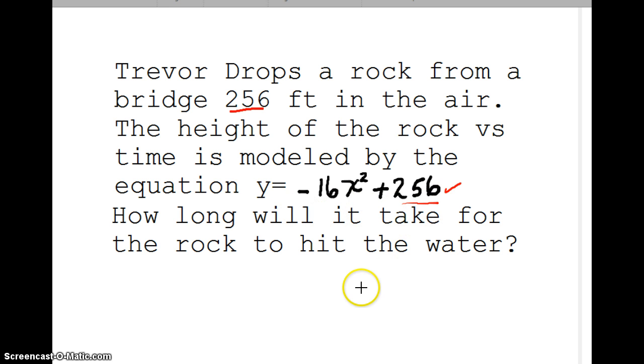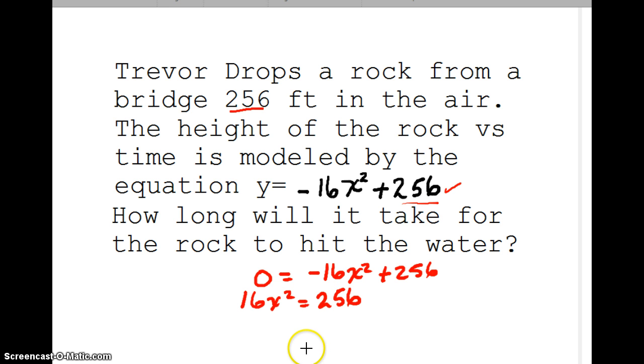Well, of course we could put this into the calculator, but tonight our lesson is solving by using square roots. So when the rock hits the water, the height is 0. So 0 equals negative 16x squared plus 256. I'm going to add 16x squared to both sides, and I have 16x squared equals 256. And you have two ways of doing this.